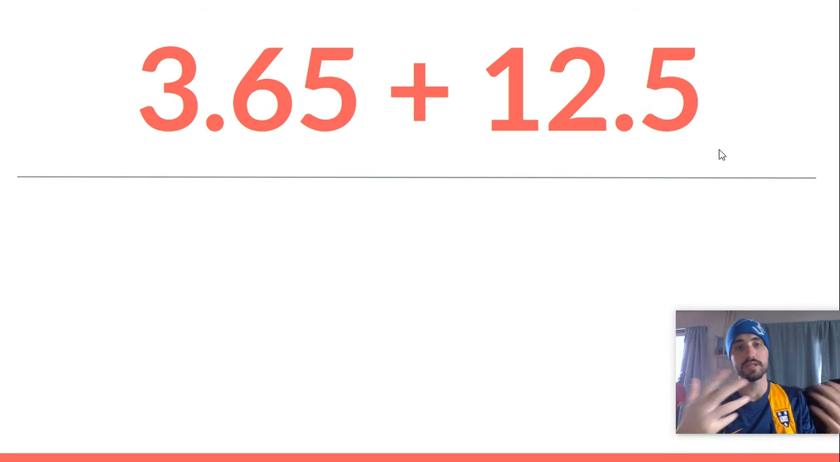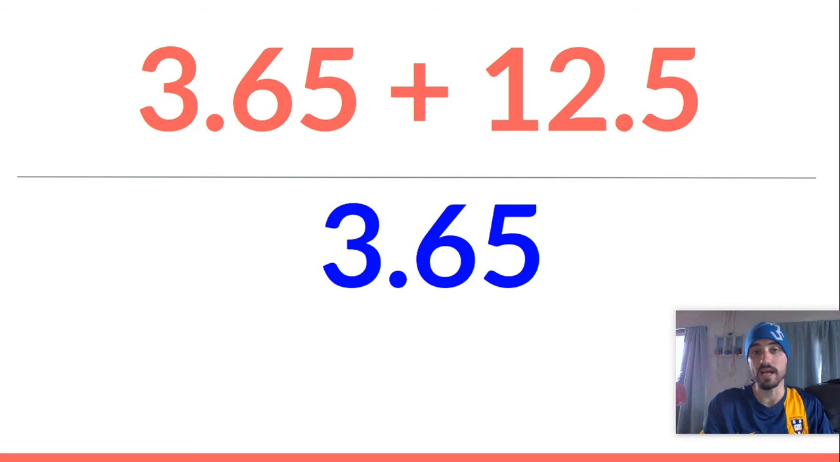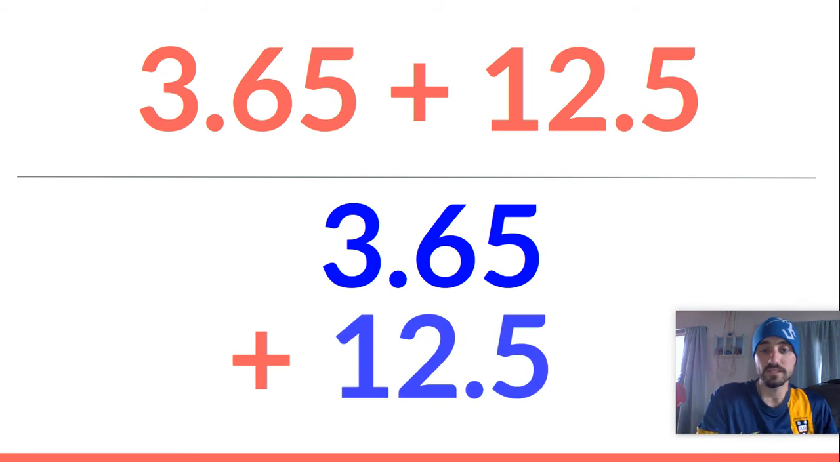Okay, so this is how you're going to see a problem. 3 and 65/100ths plus 12 and 5/10ths. So we can't really add these if they're lined up left to right. We want to line them up top to bottom. So here's how I might do it. I say, okay, well, I write down my first number, 3 and 65/100ths. Plus, and I write down my second number.